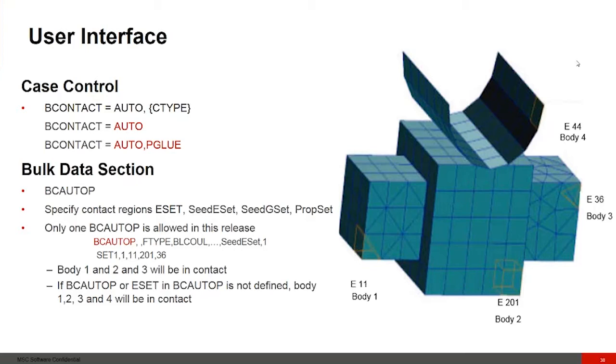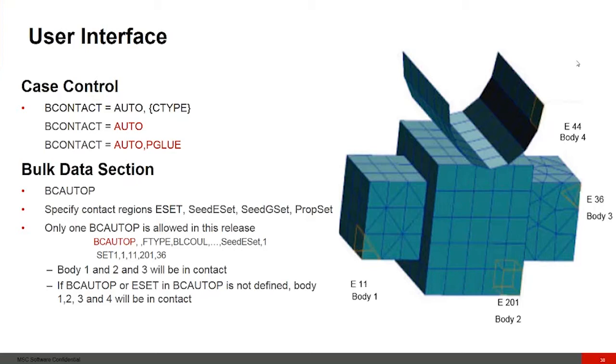Now, if you use the seed ESET, you can use an element as a seed element, and then the rest of the elements that are connected to that element will grow, and those elements will be connected and included in your contact region. Similarly, the seed GSET allows you to pick a grid, and then all the elements that are connected to that grid using the element connectivity will be included. The prop set allows you to define a set of properties, and all the elements that are called for that property will be included. Here we can see an example that I've included.